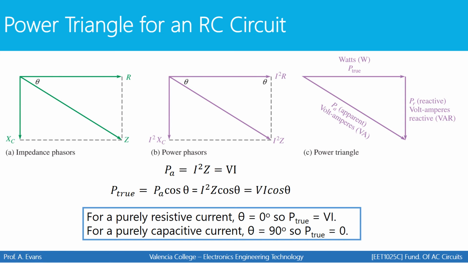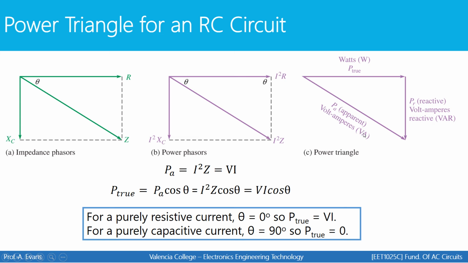And apparent power is described in a few different forms. We could say I squared times Z, or total voltage times total current. That's your apparent power. So these three types of power form what we call the power triangle. The horizontal leg is true power measured in watts. The vertical leg is reactive power measured in VARs, volt ampere reactive. And then we have the apparent power, which is the hypotenuse of the triangle, which is measured in volt amperes. That's the unit for apparent power, VA, volt amperes.